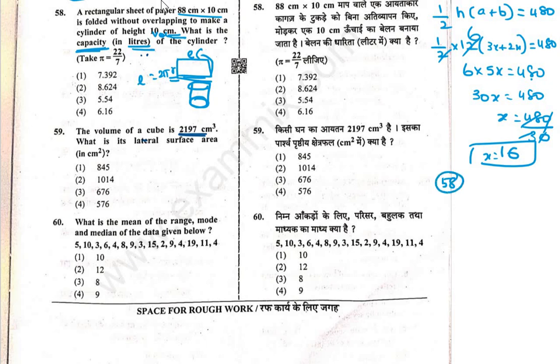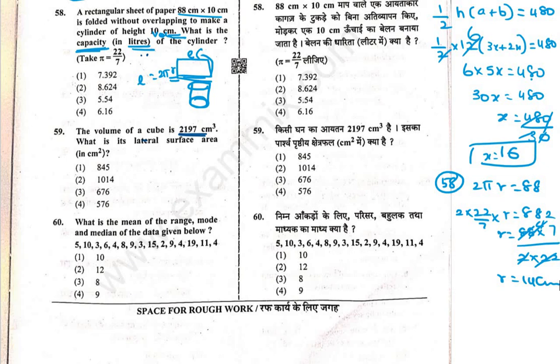58th question. So what is given? L into B. The length is the circumference. So 2 pi r equal to 88. 2 into 22 by 7 into r equal to 88. So r equal to 88 into 7 divided by 2 into 22. Cancel it, 4 times, 2 times. Therefore r equal to 14 centimeter.